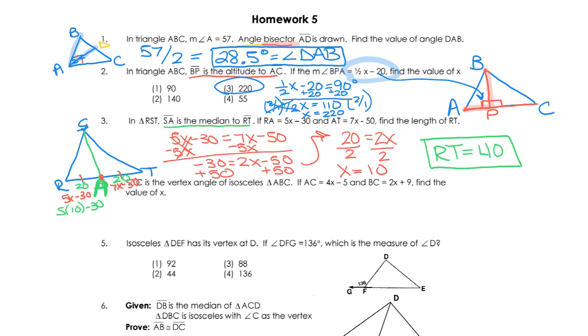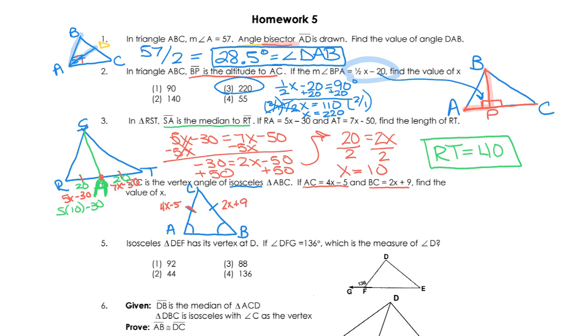If I can read underneath my writing there, it says that angle C is the vertex angle of isosceles triangle ABC. So isosceles is our keyword. Isosceles means to have 2 equal sides. It also means across from those 2 equal sides, we're going to find 2 equal angles. And if they told me that C is the vertex, C has to be the angle that is not like the other 2, and therefore this must be either A or B. Then they tell me that AC is 4x minus 5, and that BC is 2x plus 9. They want you to find the value of x.